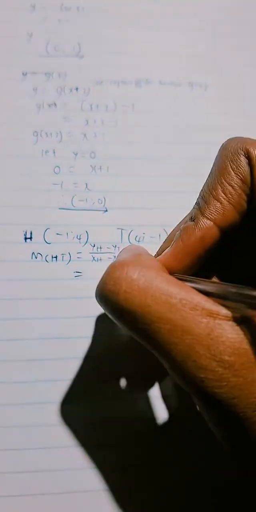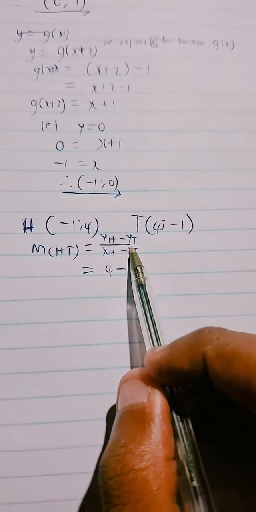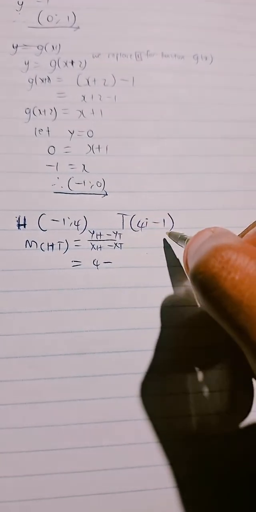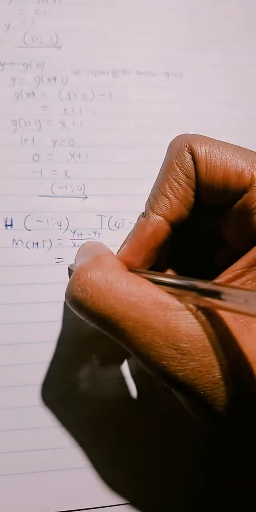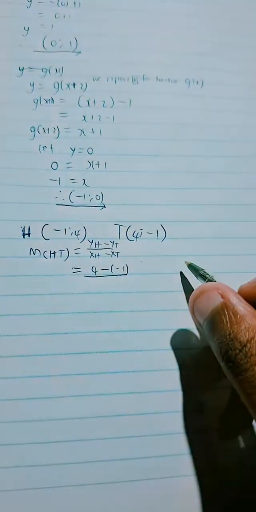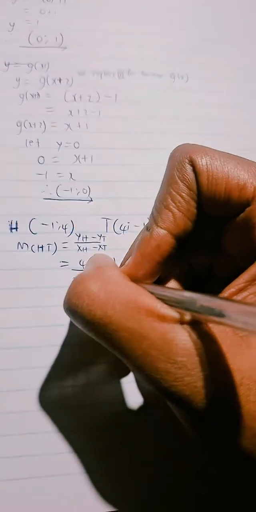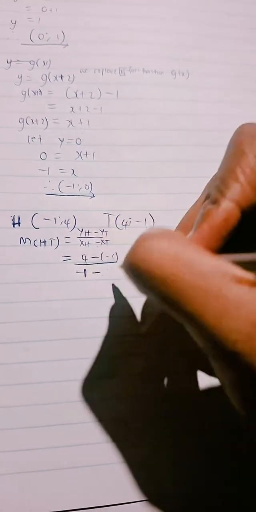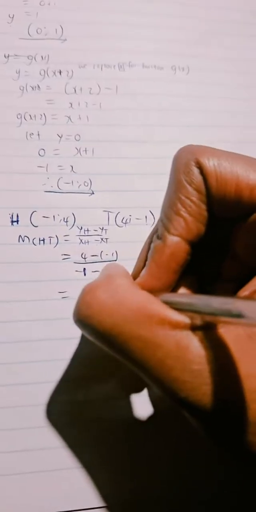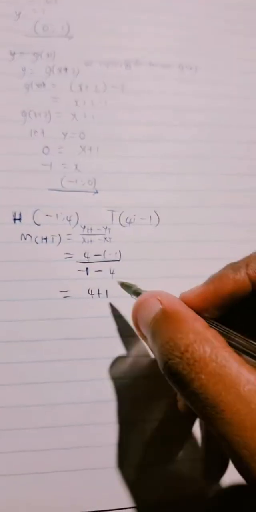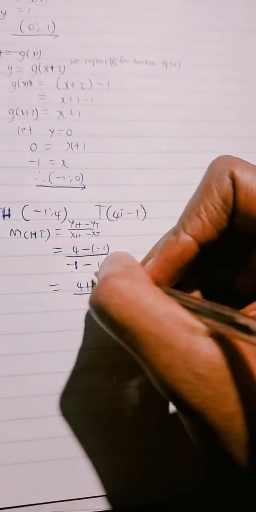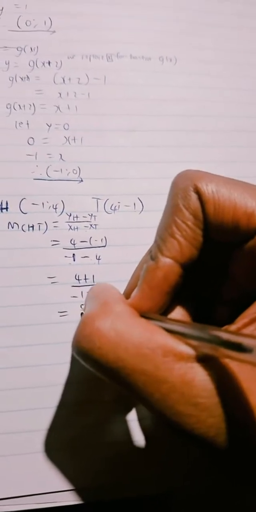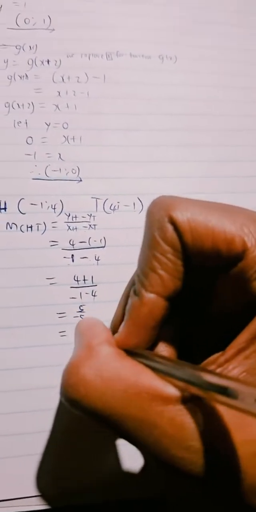So y coordinate of H, that's 4. The minus sign is already in the formula. Y coordinate of T, -1. Then x coordinate of H, -1. Minus, there's a minus sign already in the formula, 4. So that means 4 plus 1. Negative times the negative is positive. -1 minus 4. That gives us 5 over -5, which is -1.